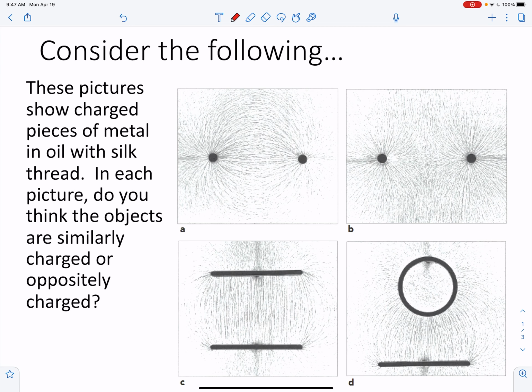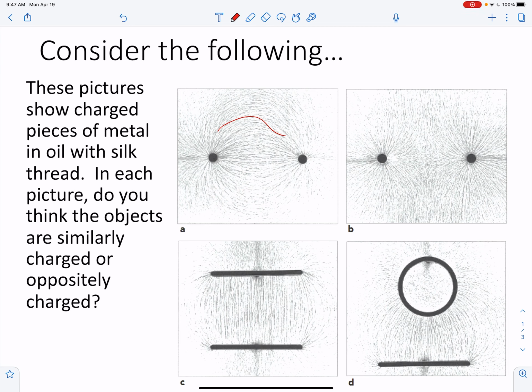So first of all, an electric field is a force field, a region of force in the space surrounding anything that's charged. Kind of similar to a gravitational field, except a gravitational field is in the region around any masses. Looking at this description on the left, it says these pictures show charged pieces of metal in oil with silk thread. All these lines moving outwards are little pieces of silk.